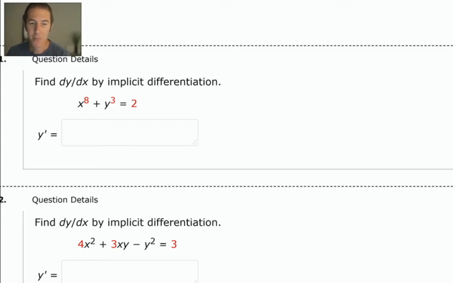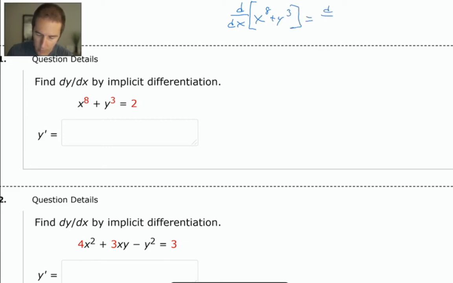But look down at number 2. I don't want to work on problem number 2 and try to solve that thing for y. So let's get into the groove of using implicit differentiation. When we take the derivative of both sides of this equation, I suppose we could write it all out. d over dx of x to the 8 plus y to the 3 equals, and we'll take the derivative of the right-hand side.